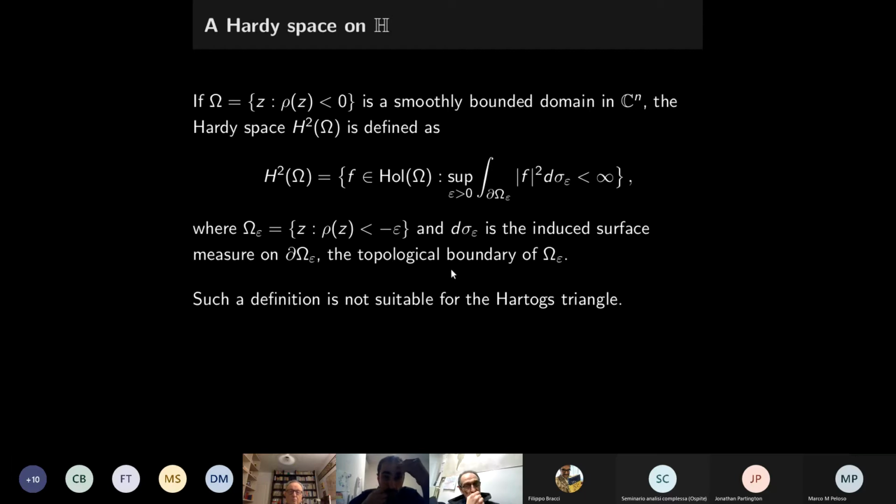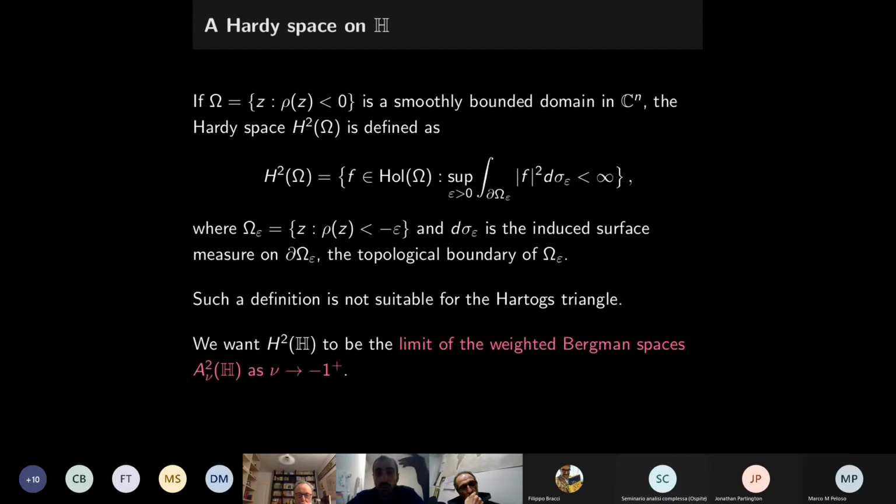So we have to find another way to define a space that we're going to call a Hardy space, and somehow justify the name, and study this space. So in particular, in our case, what I want to do is to define a space that I will call the Hardy space on H, which is just a possibility for a Hardy space in this setting. I want this space to be the limit of the weighted Bergman spaces A to nu when the parameter nu goes to -1.